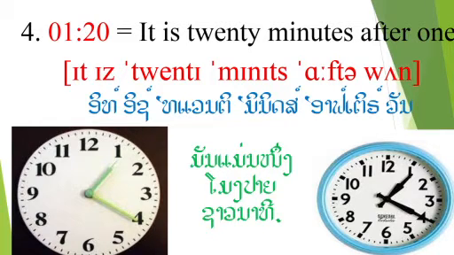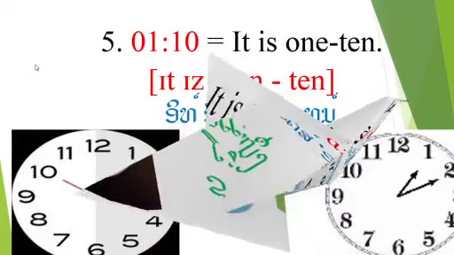What time is it? 1:20 is equal in an English sentence to: It is 20 minutes after 1. It is 20 minutes after 1. Continue to the next one. Let's go. See number 5.